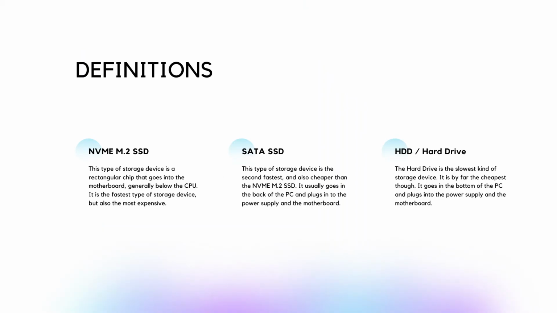NVMe M.2 SSD just loads things a lot faster, but it's more expensive, so you might want to get that. It's a rectangular chip that goes in the motherboard. SATA SSD generally goes in the bottom, and an HDD also goes in the bottom.